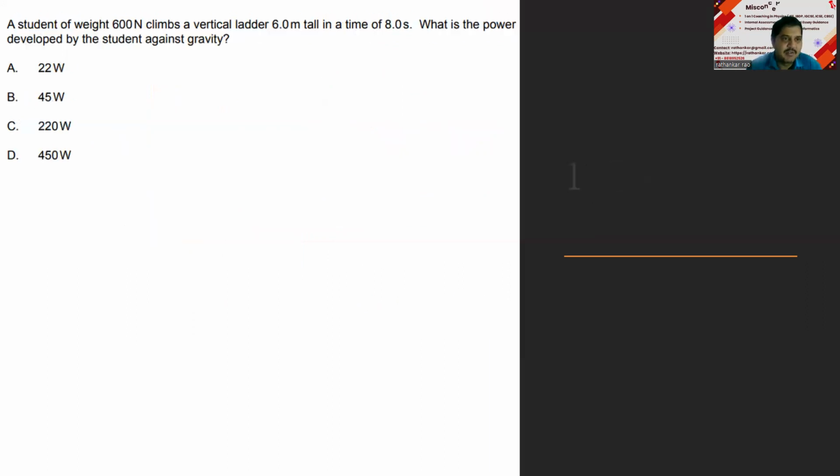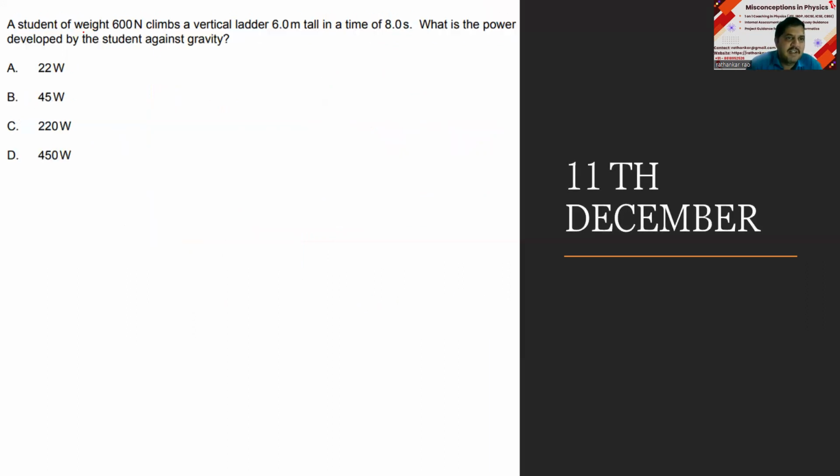Now let me move on to the next one. A student of weight 600 Newton, what is this force, climbs a vertical ladder, distance 6 meters, time 8 seconds. What is the power developed by the student against gravity? What is power given by? Force into distance divided by time. Substitute all the values. Force is 600, then displacement as distance is 6, divided by 8.